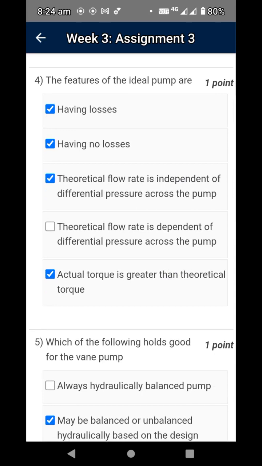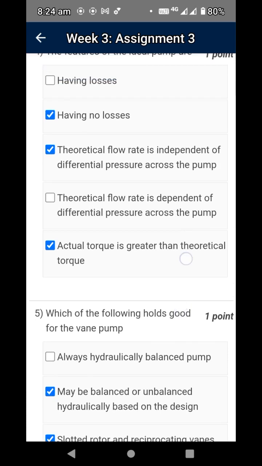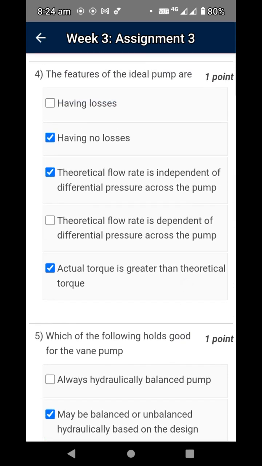so in the case of ideal pump, we don't have any loss. So having no losses, that is the answer for ideal pump. And then option number 3, theoretical flow rate independent of differential pressure across the pump. And actual torque, in the case of ideal pumps, the actual torque is greater compared to theoretical torque. But ideal pumps are not real pumps. Normally ideal pumps do not exist.